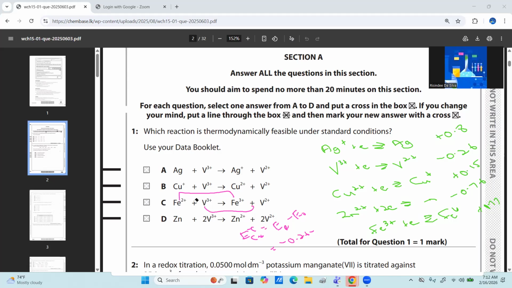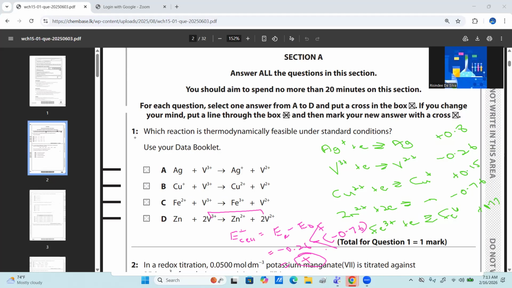We'll see whether we are getting a positive value for D. E naught cell is E reduction minus E oxidation. The reduced one is vanadium, which is minus 0.26. The oxidized one is zinc, which is minus 0.76. So this will become a positive one, because the positive value is greater than the negative one. So the final answer: the E naught value will be positive and that is thermodynamically feasible. So now you get the answer for the first question.